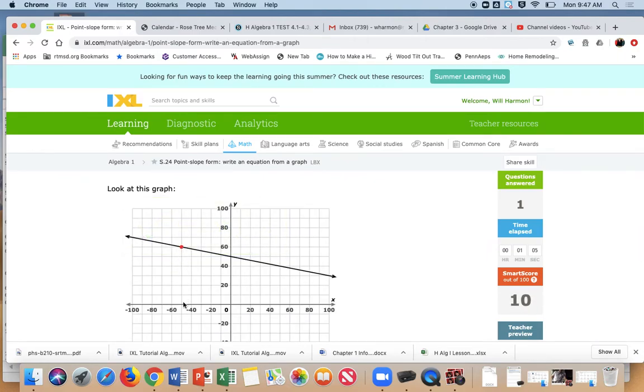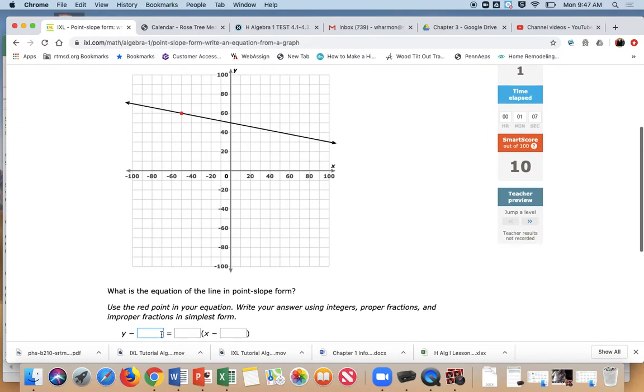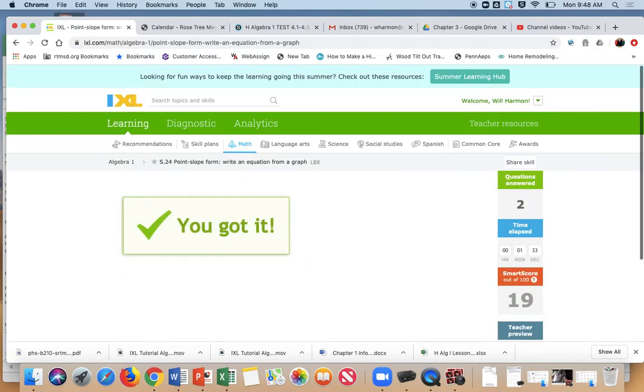Here, that point looks like it's negative 50, 60. So 60 corresponds to the y, negative 50 corresponds to the x. Now I have to find another point it goes through. That point's right there. So how do I get from there to there? Well, I go down 10, and I go over 10, 20, 30, 40, 50. So down 10 is negative 10, and over 50, okay? But I need to write it in smallest terms, so I divide out the tens, and I get negative 1/5.